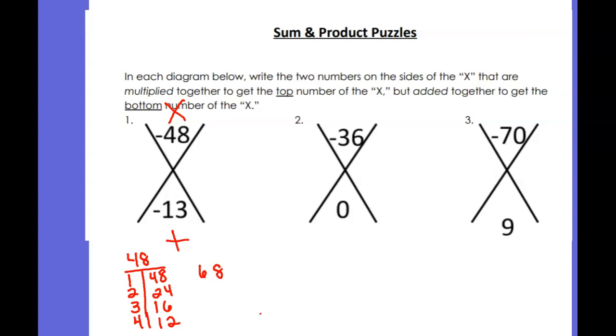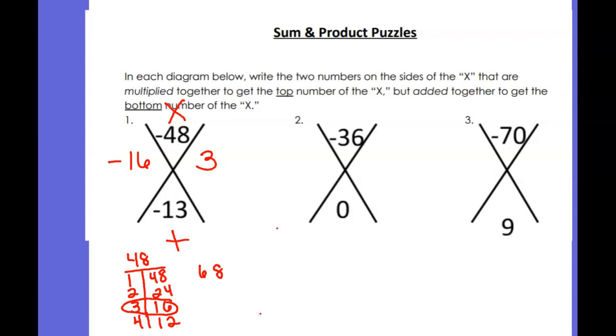In the case of having negative numbers, I like to think of the differences. Because I know one of them is going to be negative, the difference between 16 and 3 is 13, so that might be a good place to start. But when I multiply them, I need to get a negative number, so one of them has to be negative. Let's think about what happens when I add them together. It has to be a negative 13, so the only way that would work is if the negative was with the 16. So negative 16 times 3 is negative 48, and negative 16 plus 3 is negative 13.